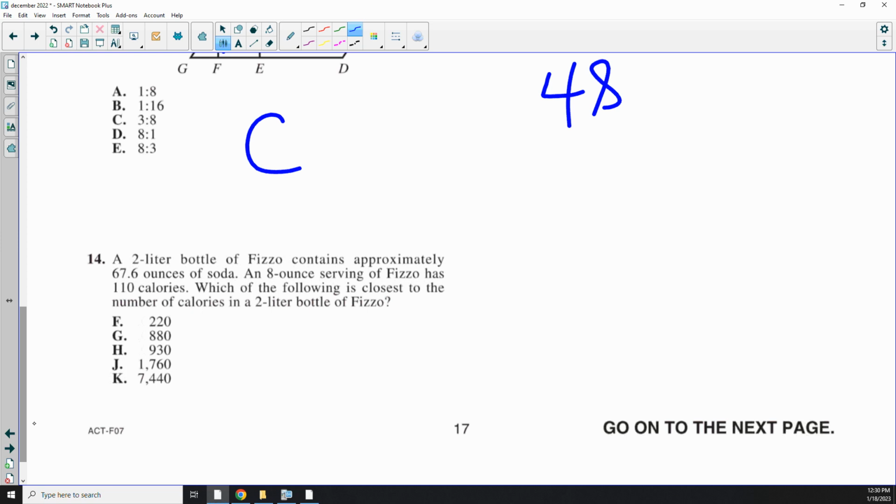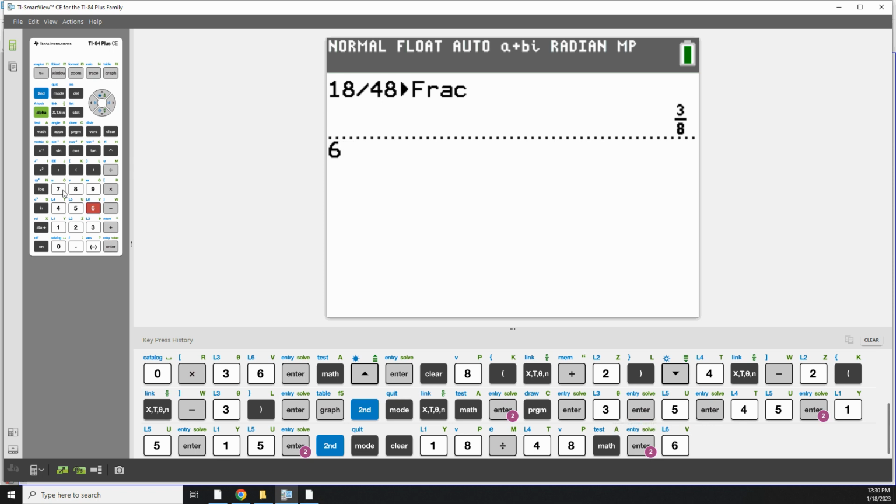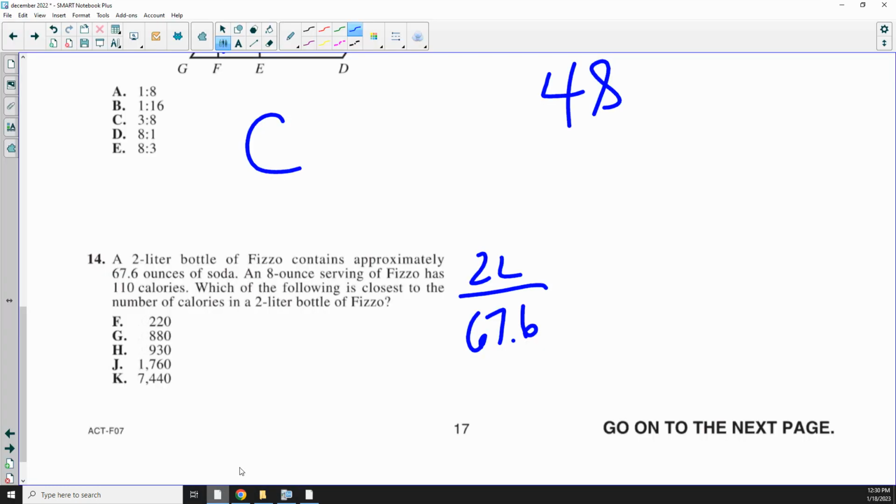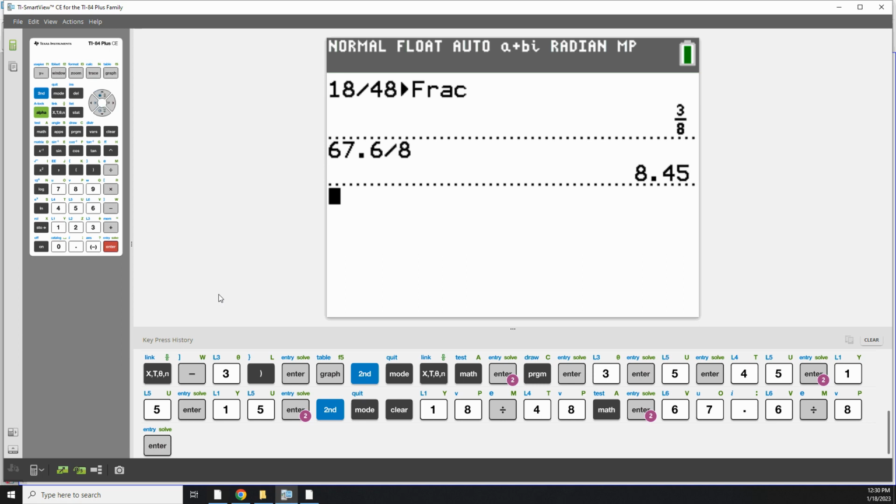14, if it looks like I'm ignoring you, it's only because I am. A 2-liter bottle contains approximately 67.6 ounces of soda. So if 2 liters has 67.6 ounces, an 8-ounce serving, so that would be 67.6 divided by 8, would be how many 8-ounce servings I have, right? And then there's 110 calories in each 8-ounce serving, so wouldn't I just take it and times it by 110?